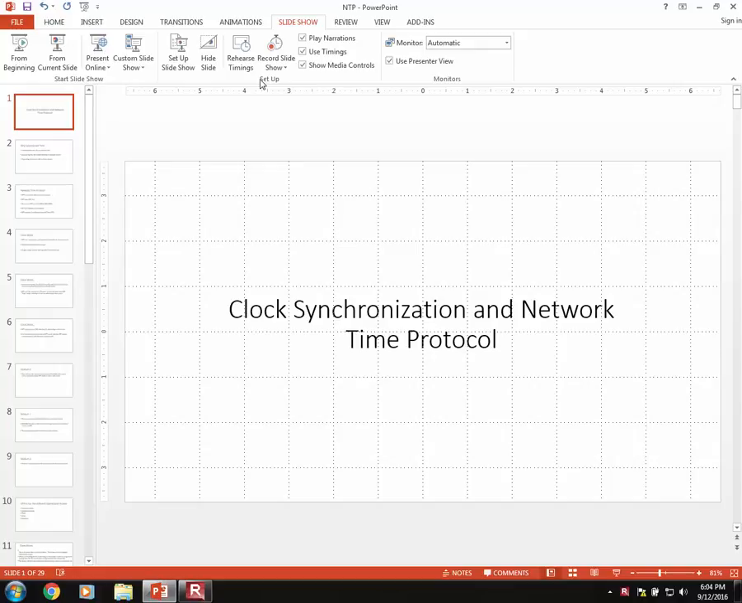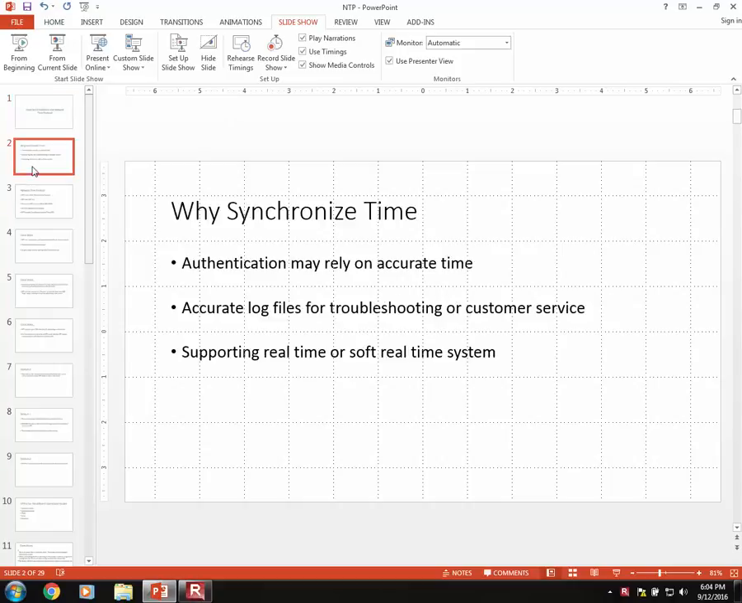In our final lecture on application layer protocols, we're going to talk a little bit about network time protocol. Network time protocol is used primarily to sync up clocks of different computers on a computer network. So why do we need to synchronize time? Well, there are a lot of different reasons, and the desire to synchronize time is increasing daily.